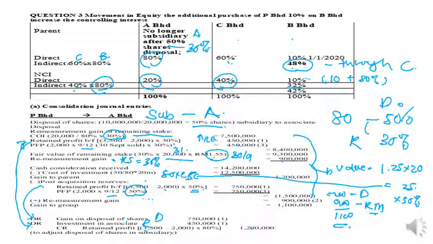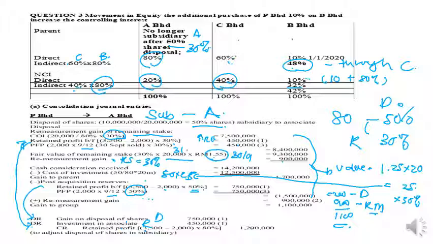The other one is the gain from the remaining investment. So you're going to have investment in associate. Debit investment in associate, because that is the increase in the value of your investment due to the shares in the RE. So you're going to have 450. This one is for the disposal, and this one is for the remaining.